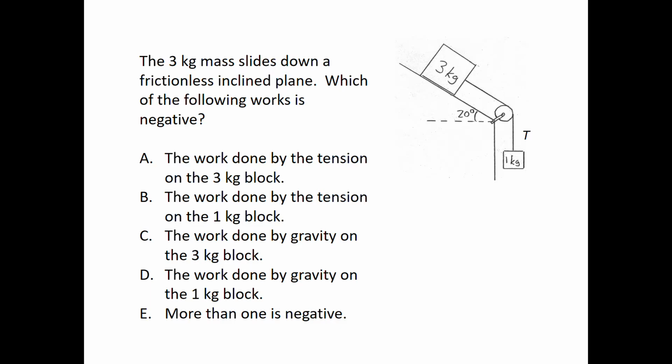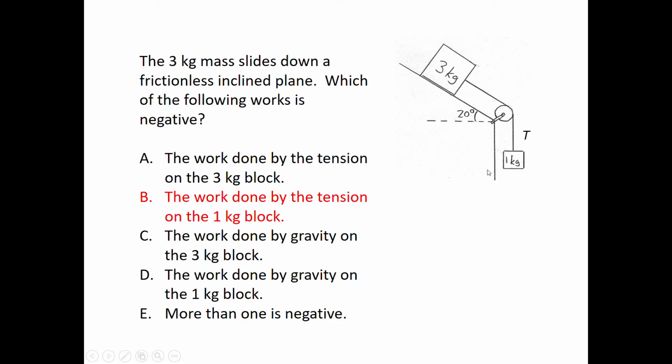All right, make your vote. Here's the correct answer, B. Let's go through the options here and discuss why B is the only one that's negative. The tension is pulling on the 3 kilogram block down and to the right in that direction, and the 3 kilogram block is being displaced along that direction. So the tension force is doing a positive work because the tension force is in the same direction as the 3 kilogram block is being displaced.